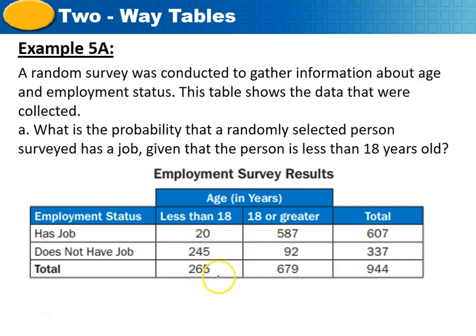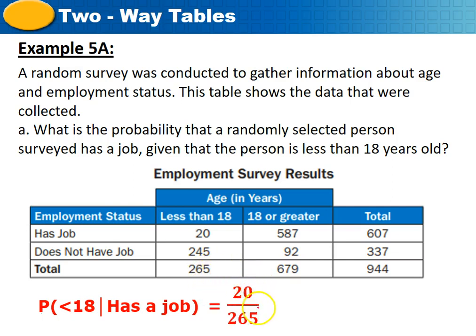So that's 265. And how many of those people had a job? 20. So we're going to find the probability that someone has a job, given that they are less than 18. So we're going to do 265 in the denominator and 20 in the numerator. So that gives us 0.0755, which is 7.55%.